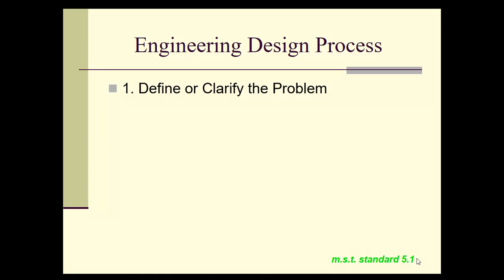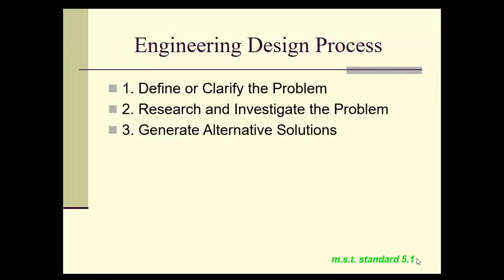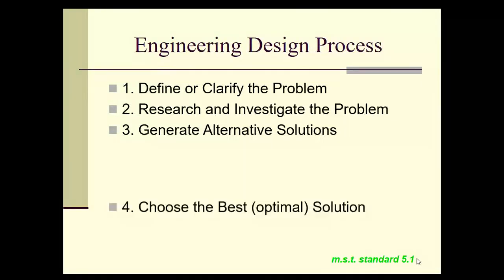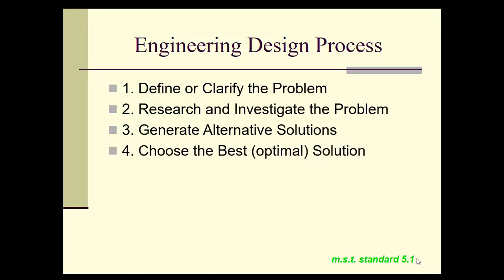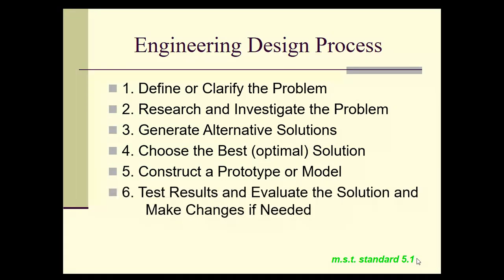Today, let's just review all 6 steps before we start with step 1, define or clarify the problem. After we define or clarify the problem, the second step is to research and investigate the problem. The third step is to generate alternative solutions, which means brainstorming, coming up with lots of different ideas. Step 4, choose the best or optimal solution. Step 5, construct a prototype, which is a pre-production working model or a model. And step 6, test results and evaluate the solution, make changes if necessary.